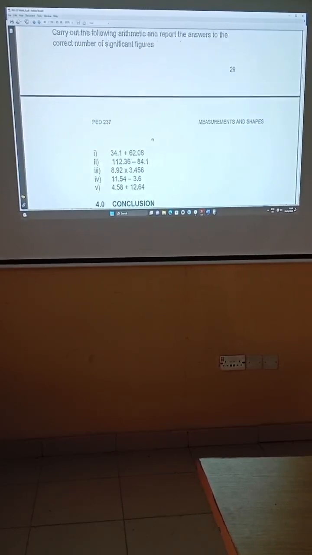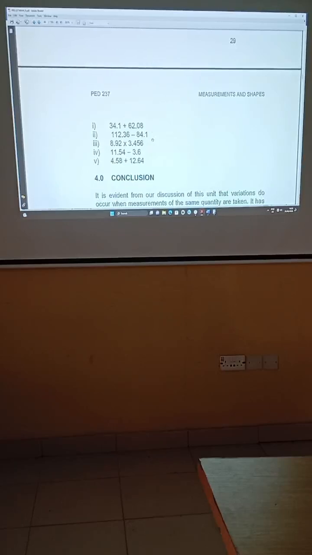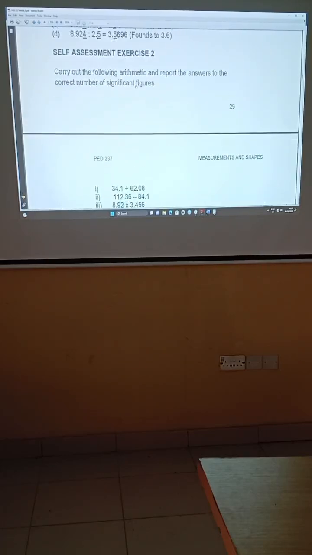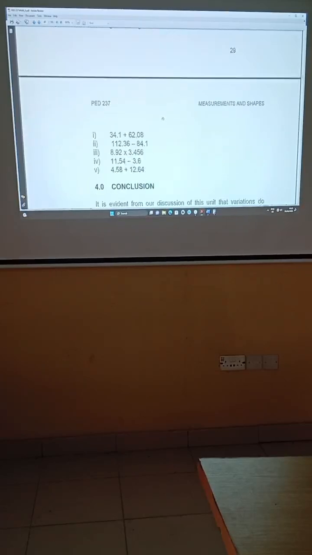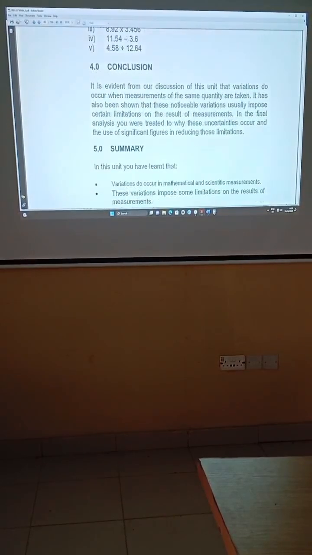So do self-assessment 2 and also submit. Submit online for grading, to be graded. So you have 2 works to submit online. Self-assessment 1 in page 26 and self-assessment 2 in page 29. So carry the operation out. You are going to leave all your answers to 3 significant figures.